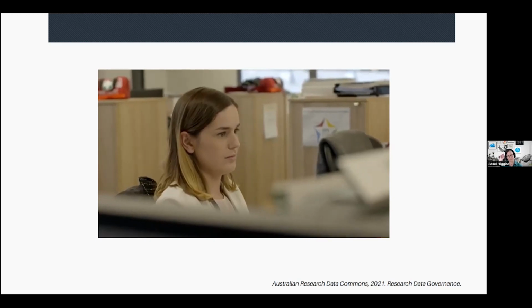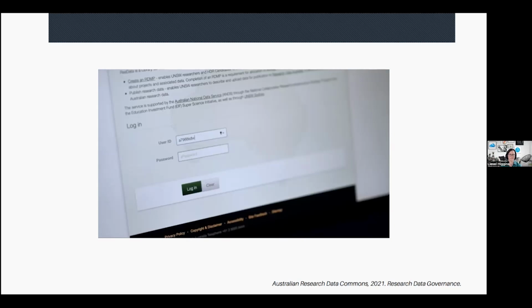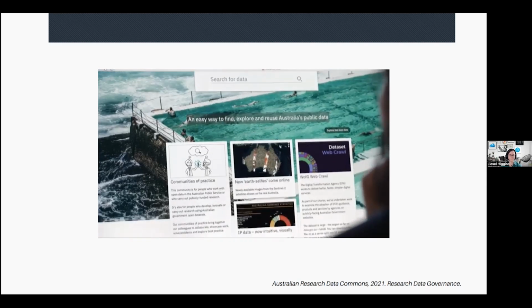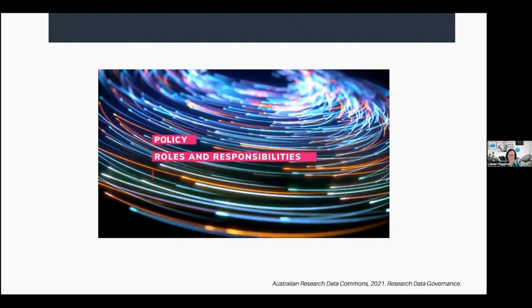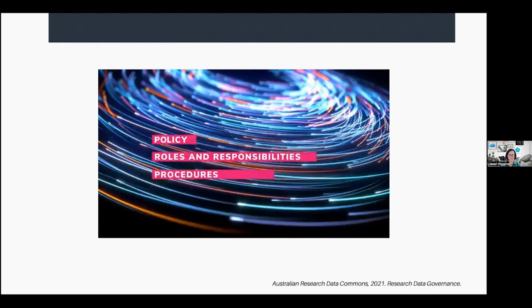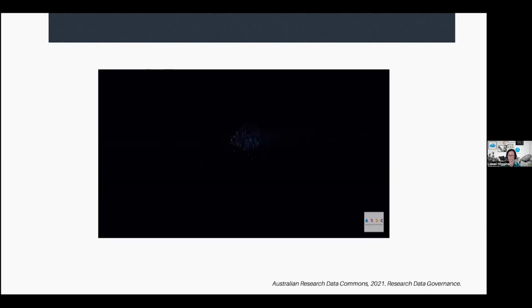Procedures are the specific instructions which ensure policies are adhered to. These could include security procedures, quality processes, and how access to the data is provided. Policy, roles and responsibilities, and procedures: the three critical components to data governance. We all know the value of data. This is the path to using data responsibly and efficiently into the future.